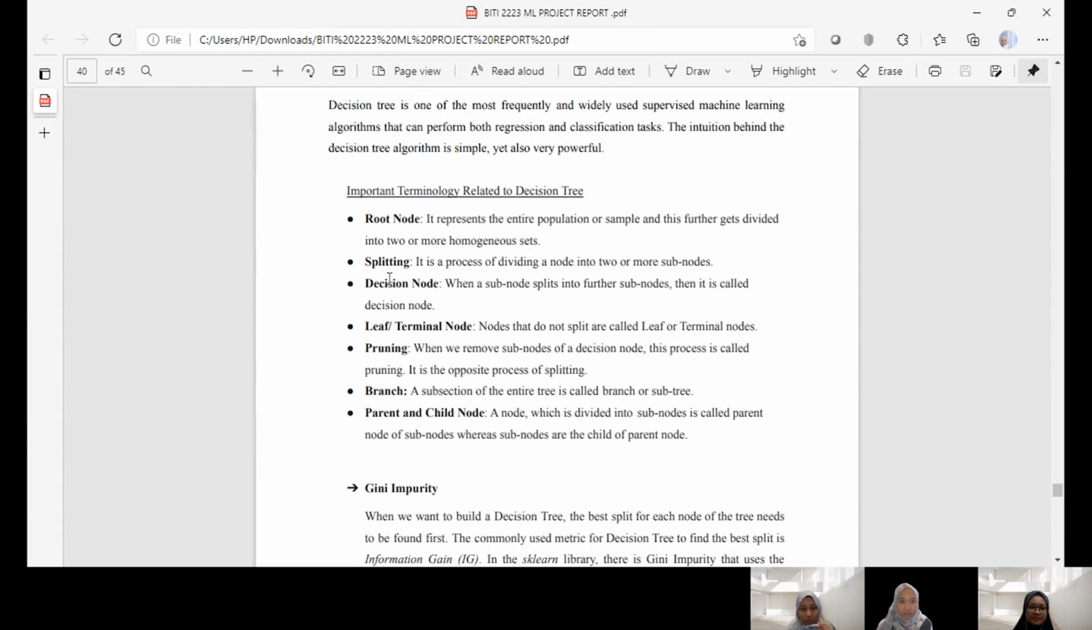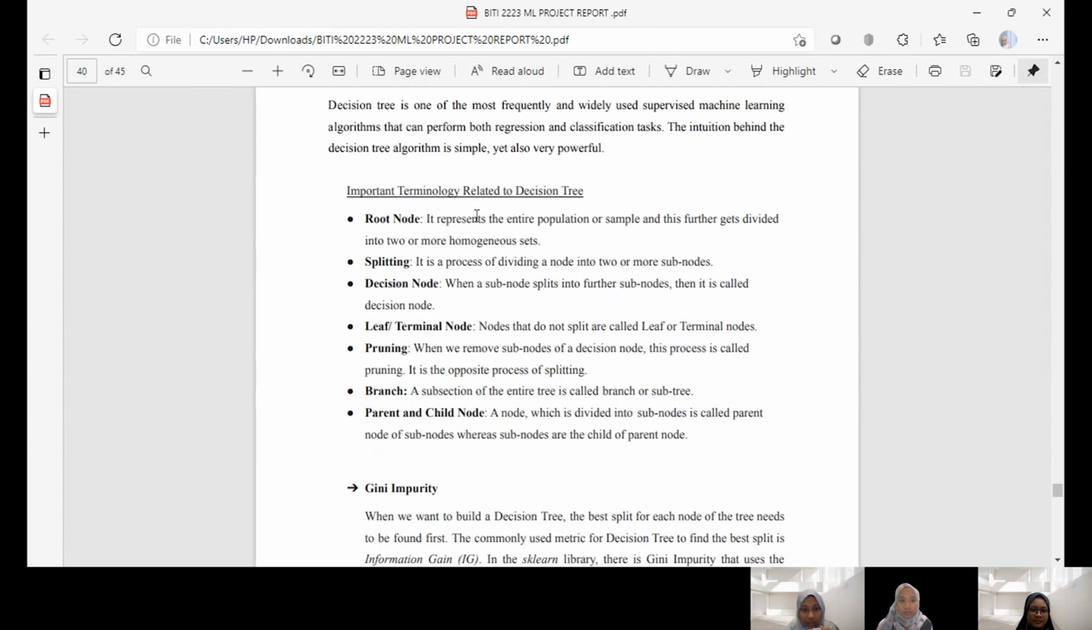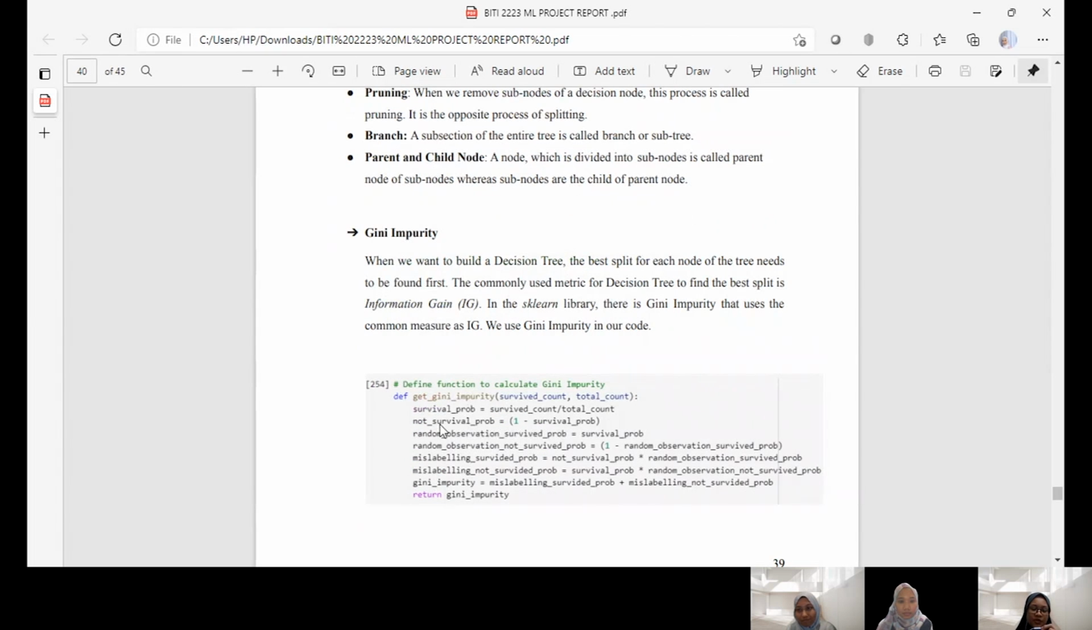Decision tree is one of the most frequently and widely used supervised machine learning algorithms that is suitable not only for regression but also classification. We have important terminology related to decision tree, for example, root node, splitting, decision node, leaf terminal node, pruning, branch, parent, and child node. Next, we have Gini impurity. Before we build a decision tree, we have to find the best split for each node of the tree.